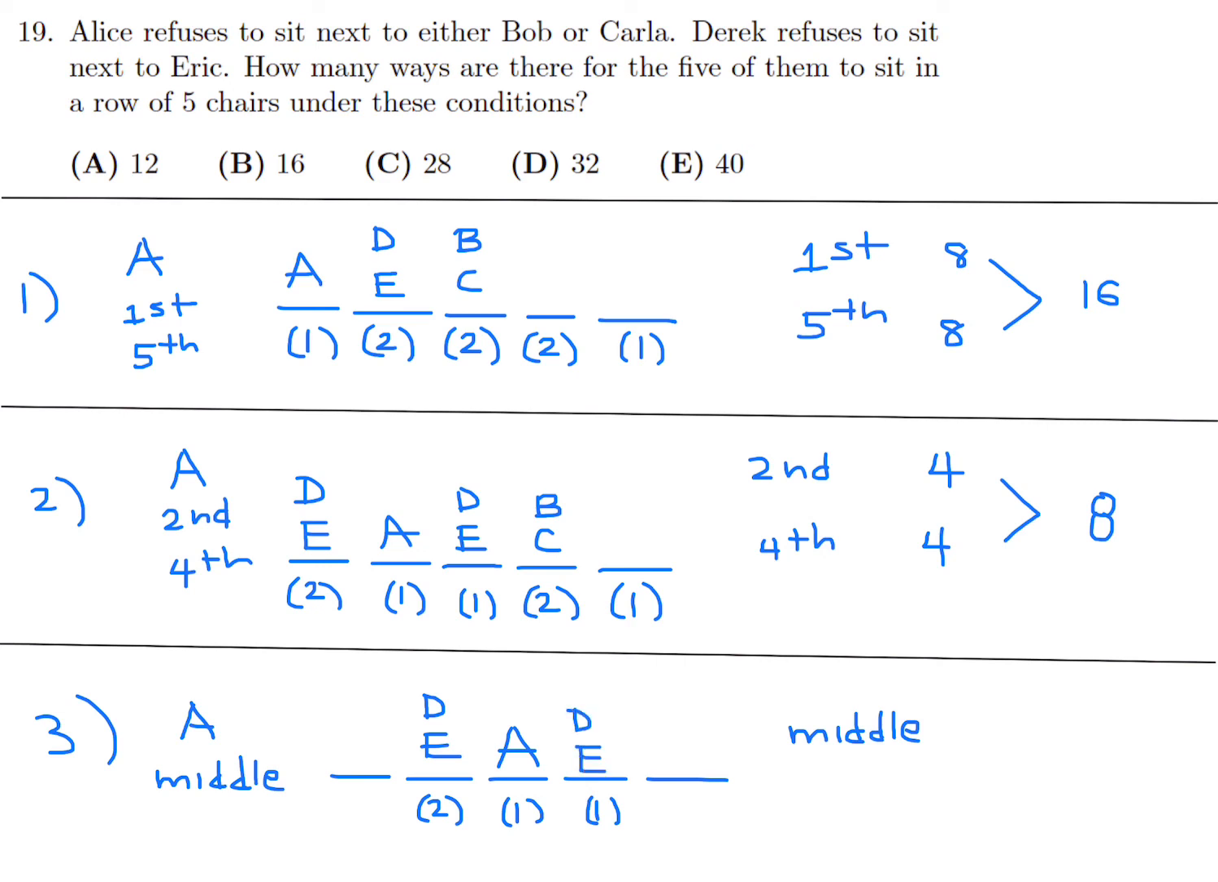And then the other 2 guys, obviously, got to be Bob or Carla. So Bob or Carla, 2 choices, and whoever's left goes here, either Bob or Carla. So this looks like 4. And that's it. Now we've got to add these guys, 16 plus 8 plus 4, and that is 28. So number 19, the answer is C.